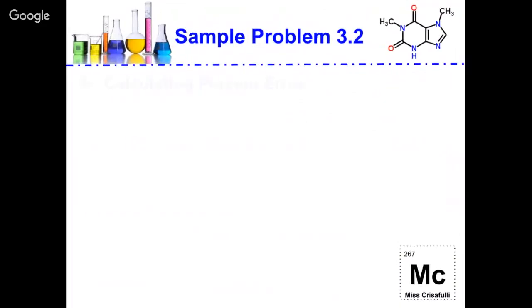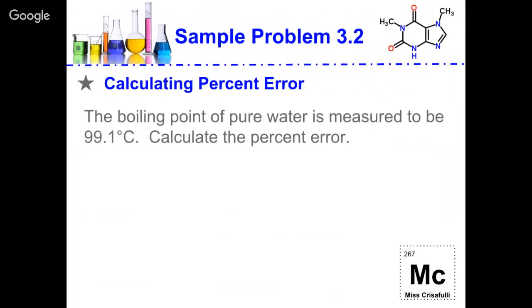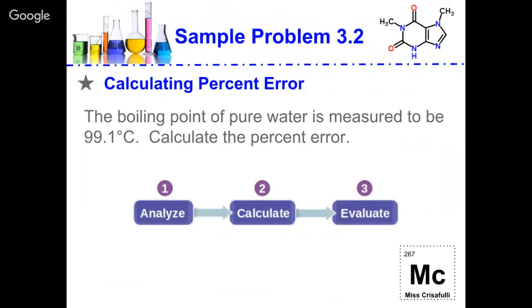So let's look at a sample problem. Let's calculate percent error. The boiling point of pure water is measured to be 99.1 degrees Celsius. Calculate the percent error. This is a 3-step problem because we are going to be doing a numerical problem.